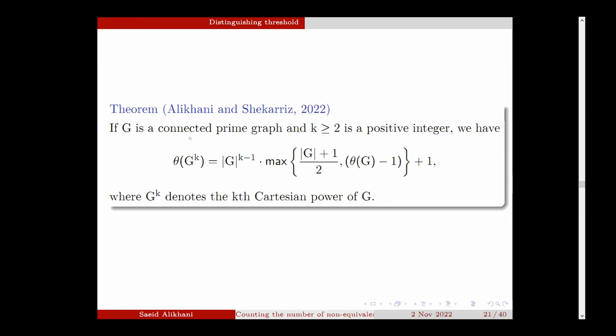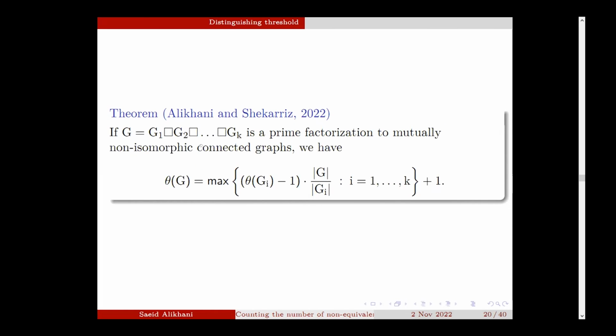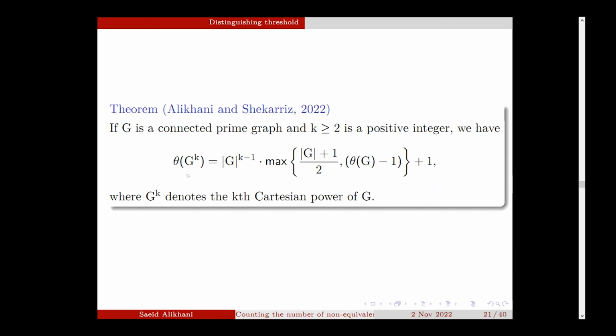And again, if we substitute in the previous theorem G1, G2, up to Gk by G, then we will have this corollary that theta of G to the k, where G^k is the k-th Cartesian power of G, is equal to this number.